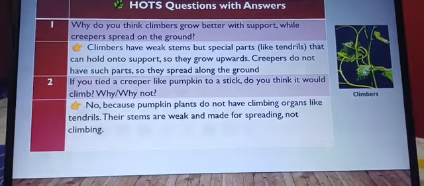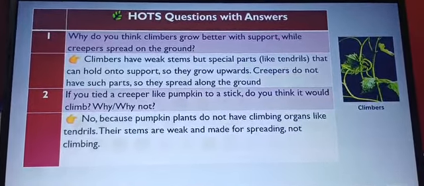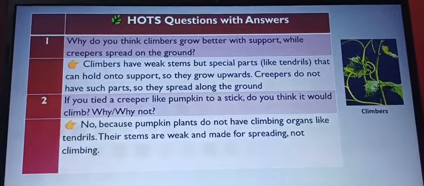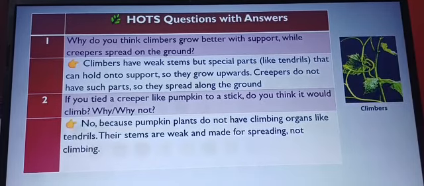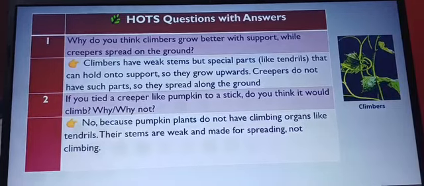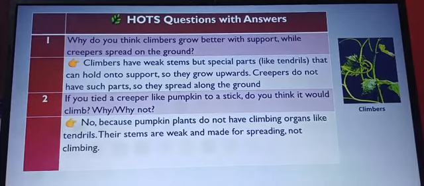If you tied a creeper like pumpkin to a stick, do you think it would climb? No, it will not climb. Why? Again, the same answer. The pumpkin plant does not have climbing organs like tendrils. Their stems are weak and made for spreading, not climbing up.